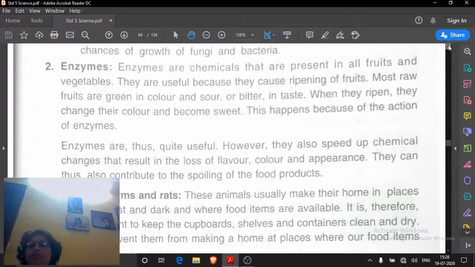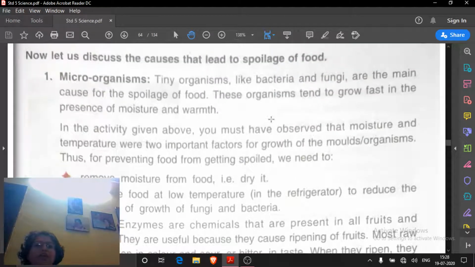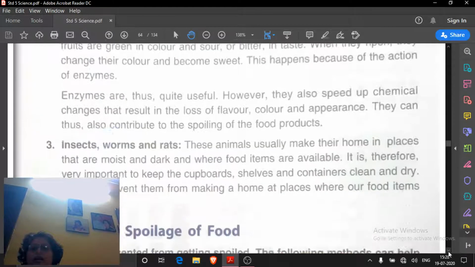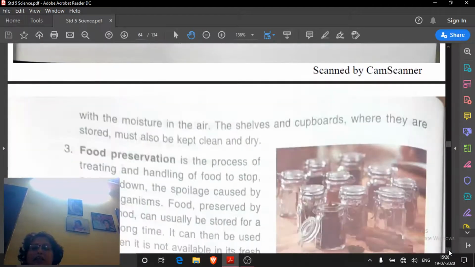They are microorganisms. Now microorganisms are the tiny organisms like bacteria and fungi. Microorganisms, then enzymes, and then we have read about rats, insects and worms. Well, these are the prevention of spoilage of food, that where the perishable foodstuffs should be kept, then foods like spices should be kept where. These are the different methods.